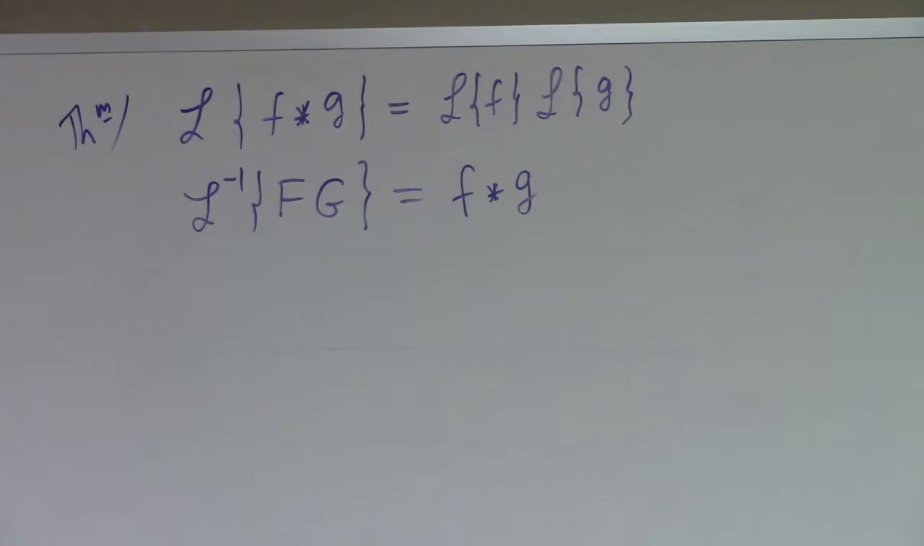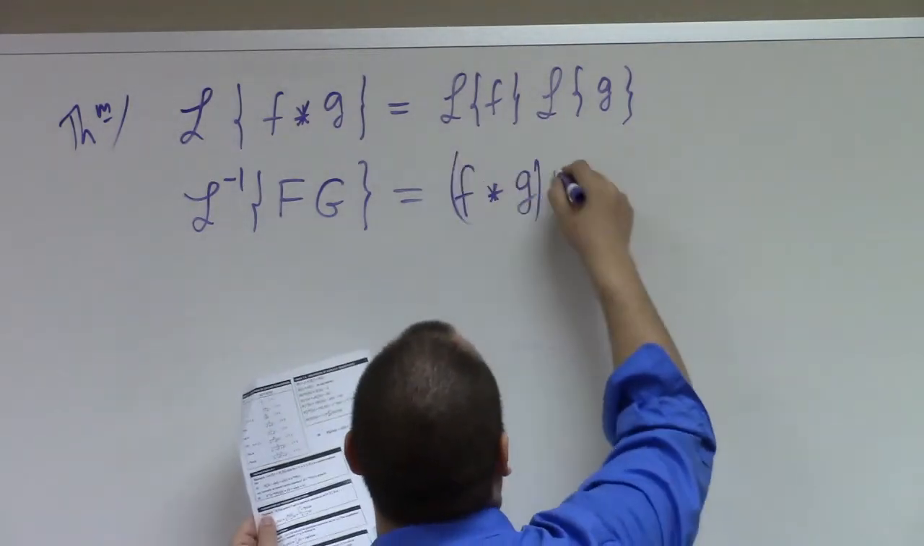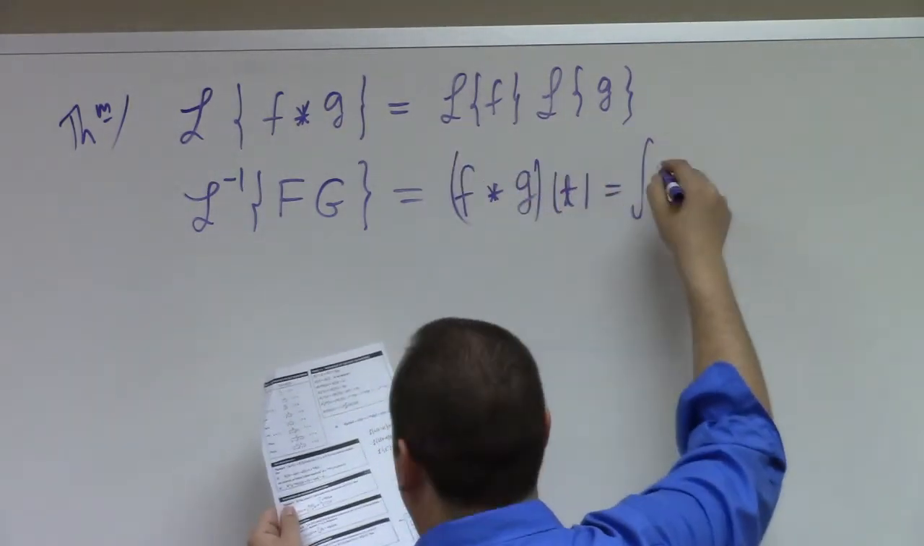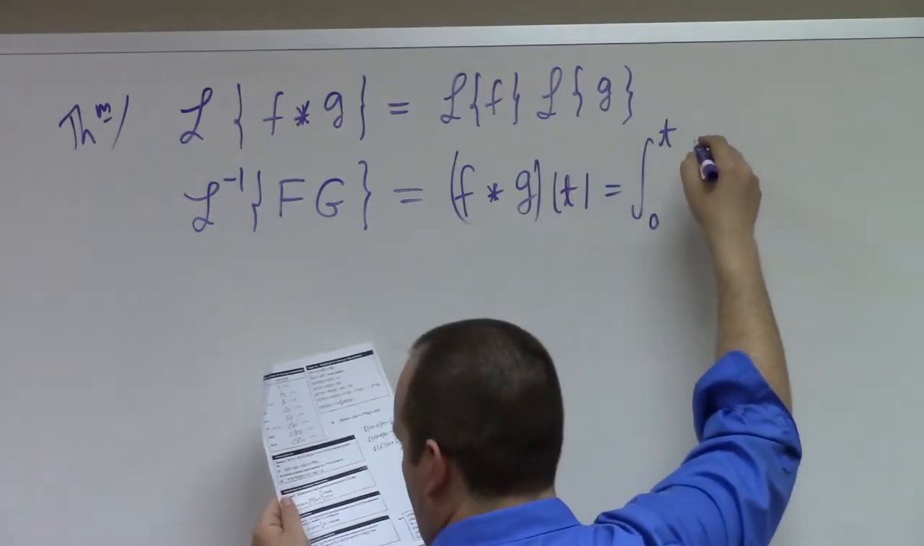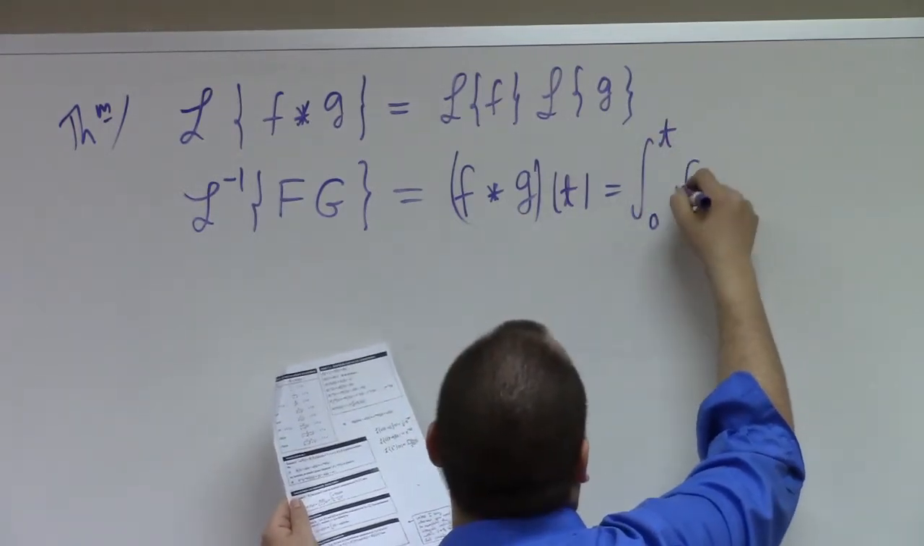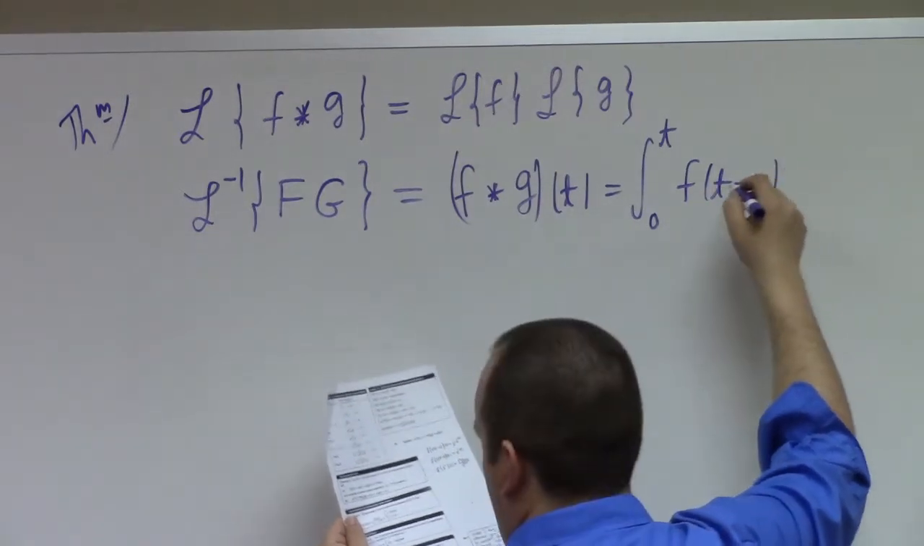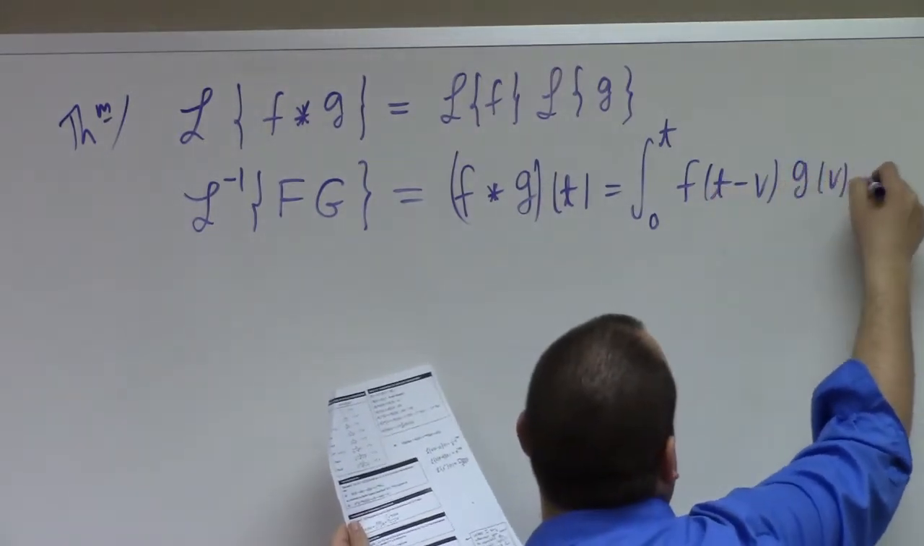But before you get too excited about it, let me tell you what the convolution is. This, at time t, is the integral from 0 to t of f of t minus v times g of v dv.